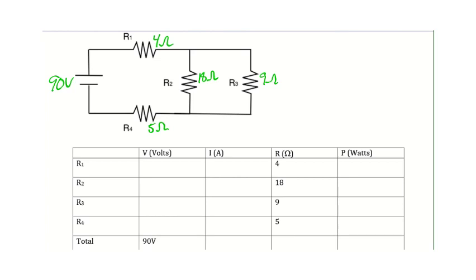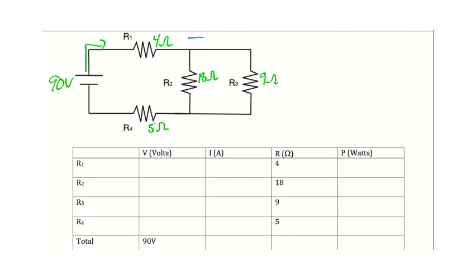So, as you can see, if you were the current, you come out of the power supply. Do you have to go through R1? You do. Do you have to go through R2? You don't, because you could go through R2 or R3. Do you have to go through R4? You do, because even if you went through R2, you'd have to go through R4, or if you went through R3, you would have to go through R4. So right away, we can isolate R2 and R3 as being in parallel.